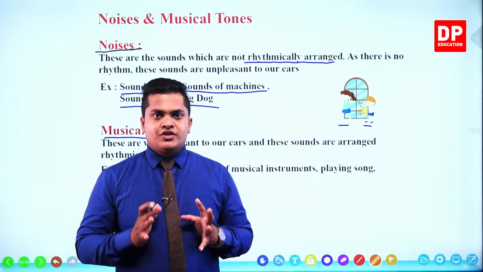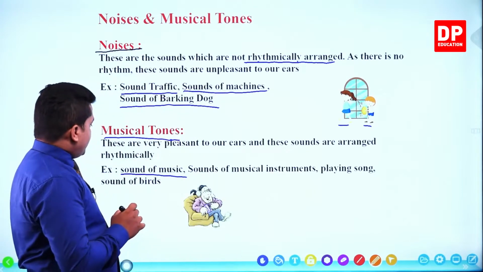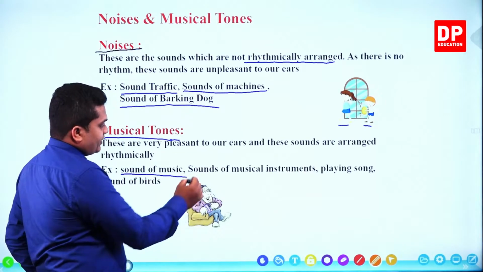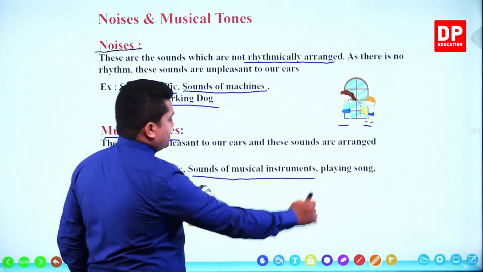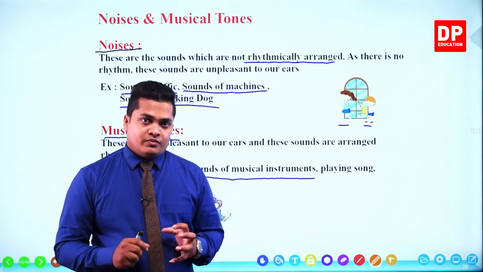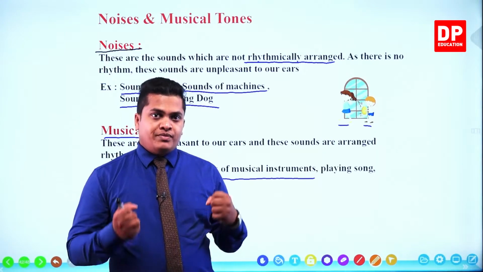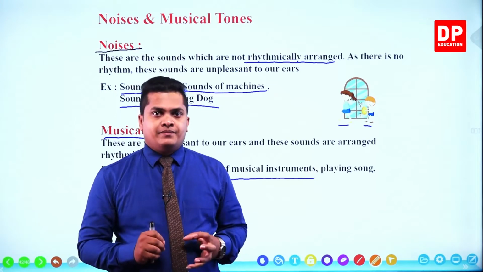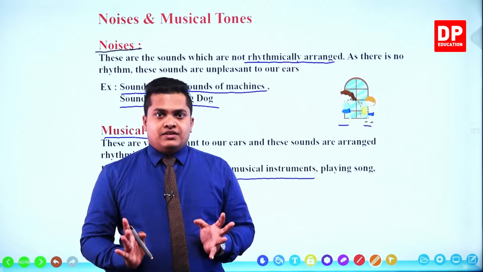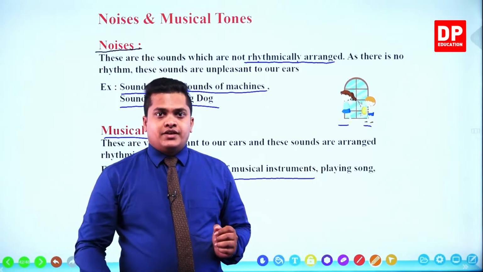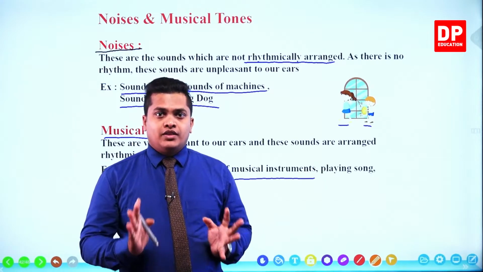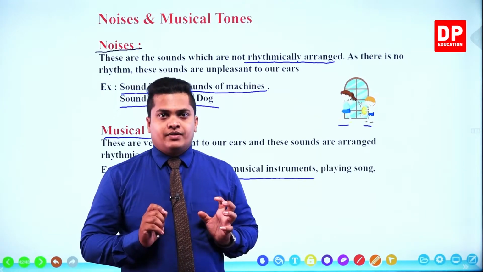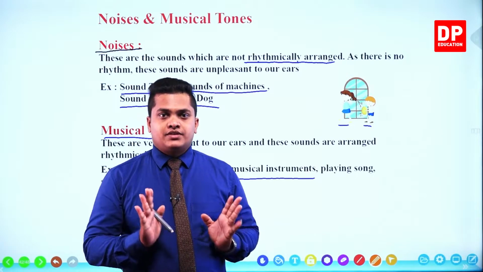Those sounds are arranged rhythmically. So here, rhythmically arranged sounds are like the sounds of music, the sounds of musical instruments. When you take the sounds of musical instruments, the instrument should be played to a rhythm. Otherwise, if a person is just going to vibrate the guitar, then those musical tones will not be music. Those things will be just noise.